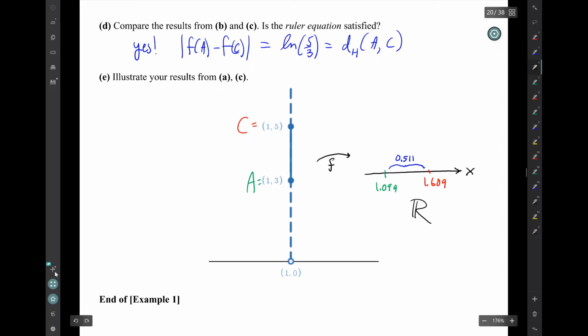This drawing on the left is the Poincare half plane. It's the upper half plane. The same ruler, the same coordinate function, takes as input this point, C, and spits out this real number. And the difference between those two real numbers is that. That's the end of that example. Let's go on.